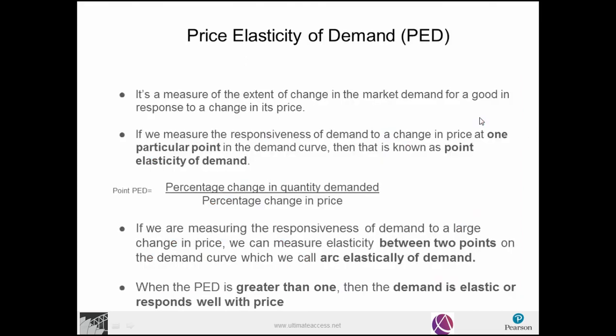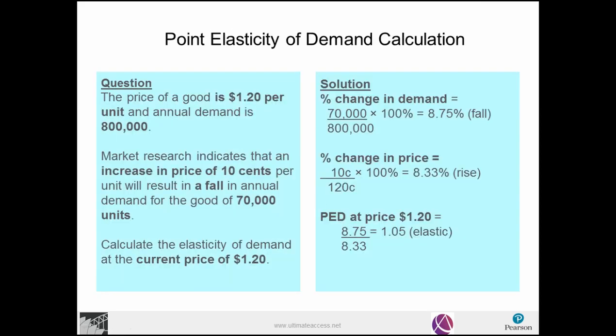We remember that the equation, if I can take you back, is percentage change in quantity demanded over percentage change in price. So we want to know what is the change in the quantity that was demanded. What was the percentage change in the quantity demanded over the percentage change in price? Now, what we see here, the change in demand is 70,000. Now, 70,000 is ideally the change that occurred because you realize that the demand fell by 70,000 units. So that is a change over 800,000, the original demand, times 100%. So you realize that the fall is 8.75%. Okay, then the percentage change in price is 10 cents.